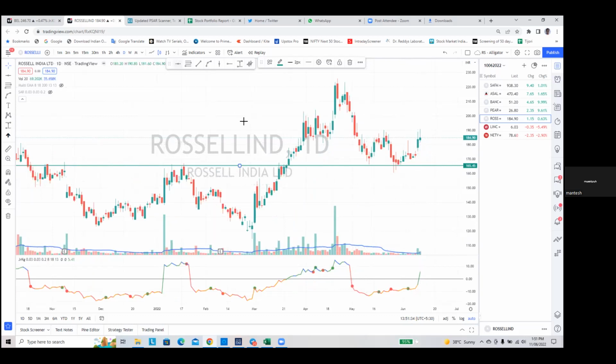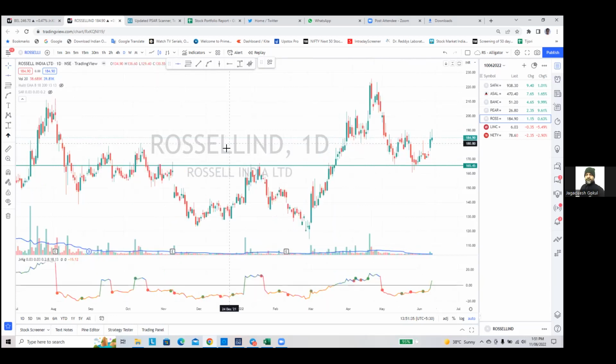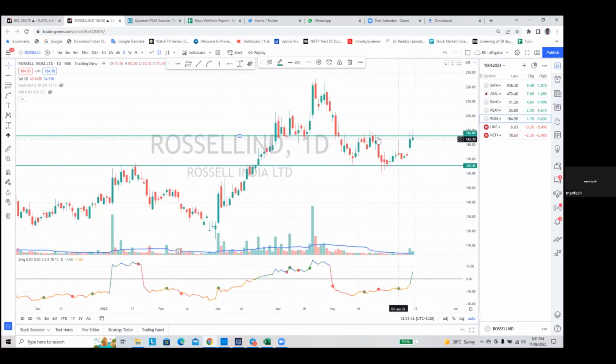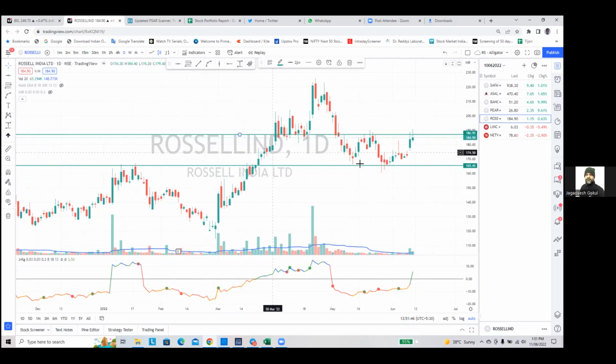So for me, you see this, I will wait for the price to close here. So what is this level? If I cover this bar also, okay, the price is 186.90. So 187. If the price closes decisively above 187, I will initiate the position.